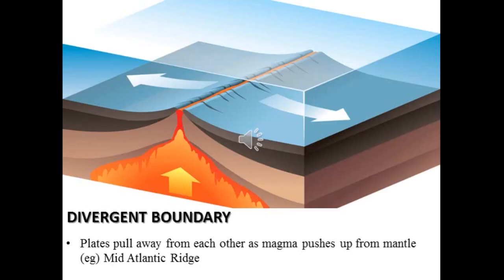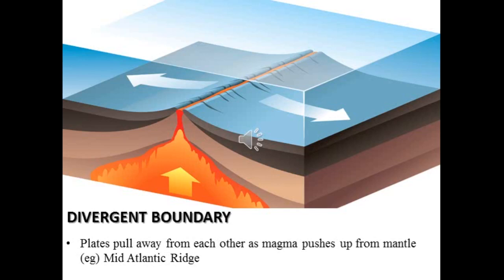So, divergent boundary. In this process, the plates pull away from each other so that the magma pushes up from the mantle. That is, the plates move away from each other. We already saw that these plates float over the mantle, and the mantle contains the magma. So whenever there is a gap, the magma comes out, due to high pressure and heat in the interior of the earth.